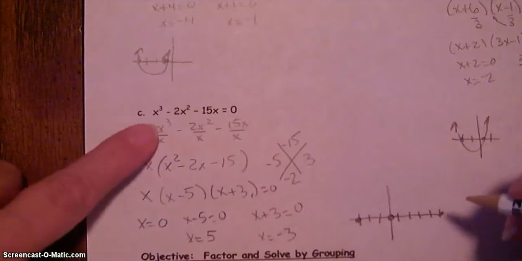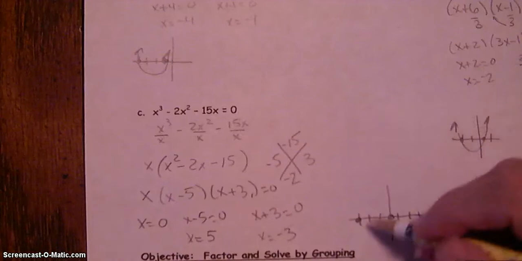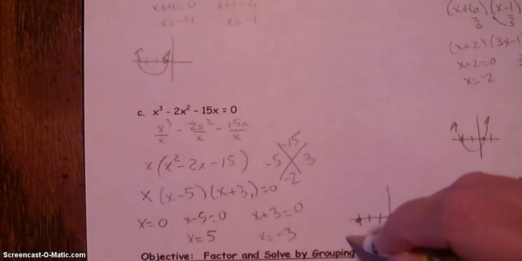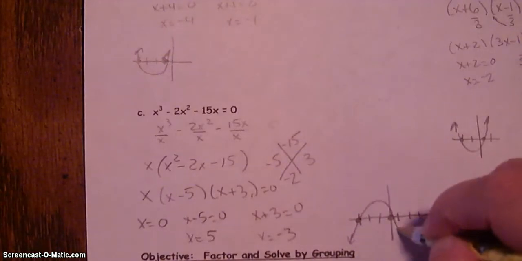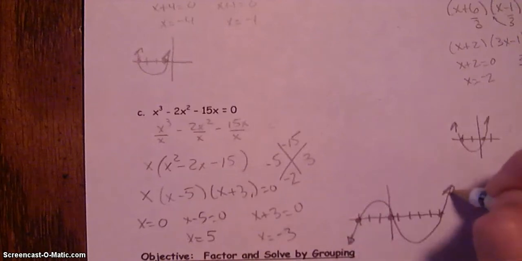I know I have a cubic, so my ends are going to be in opposite direction. It's positive, so I'm going to be down and up. So I'm going to be down on this side. I'm going to come through, go back through 5, and come through here. So that's what my graph would roughly look like.